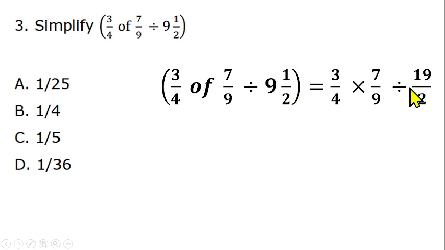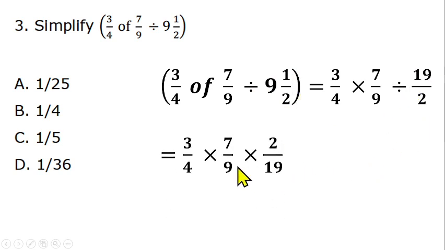We can now change the division to times as well. So that should give us 3 over 4 times 7 over 9 times 2 over 19. Then if you cut, 2 can go here, 2 can go here, 4, then you have 2 left, 3 can go here, 3 can go here, you have 2 left. So you have 7 over 4 times 19. That should give us 7 over 114. So I want to believe either there's an error in this question, or the options provided have an error somewhere.